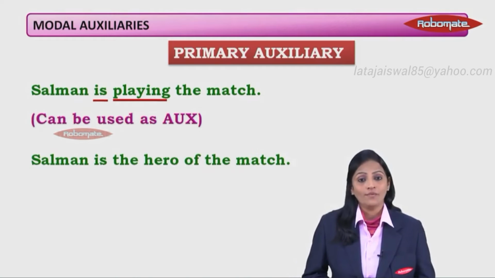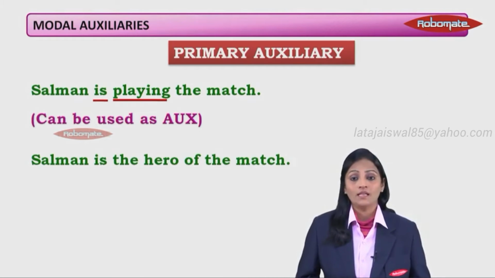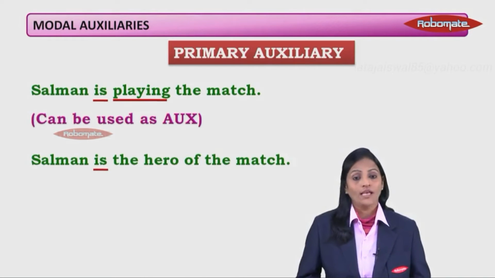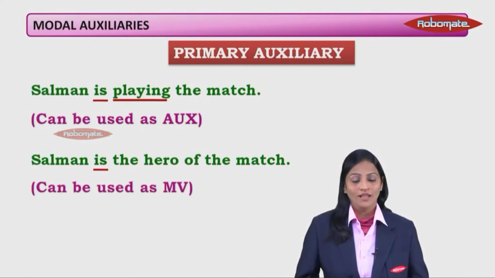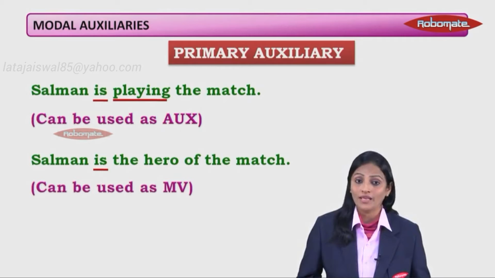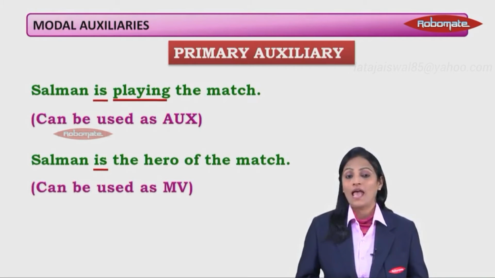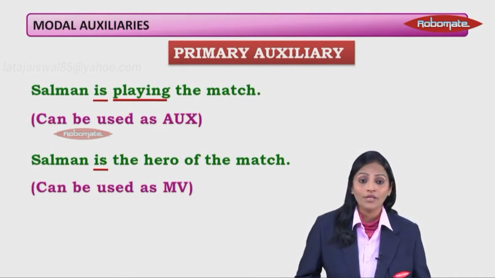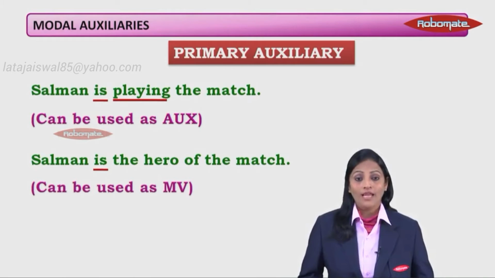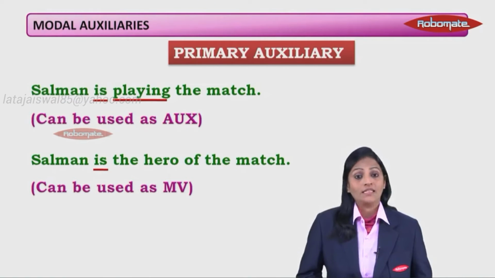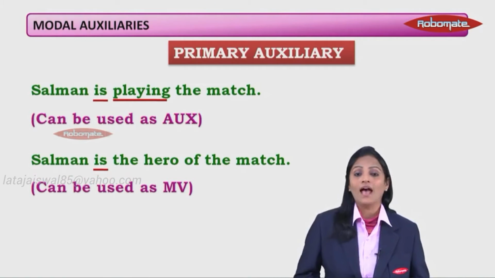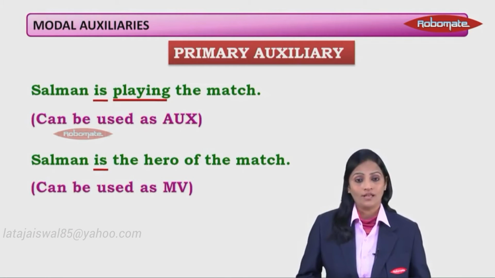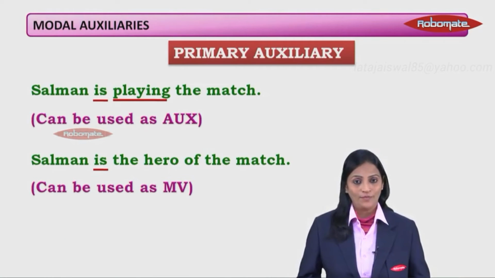Now if you take the same verb in this sentence, Salman is the hero of the match. In this case, is is the main verb. That means the same verb can be used as an auxiliary, and can be used as a main verb. It can do both the functions. It can stand alone in a sentence as well as it can support another verb as a helping verb.